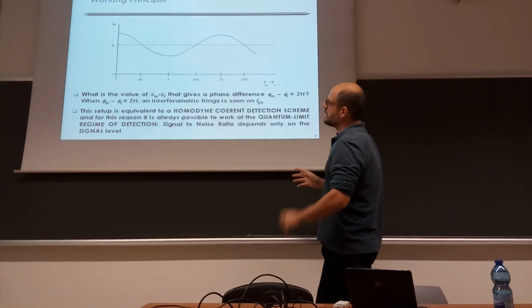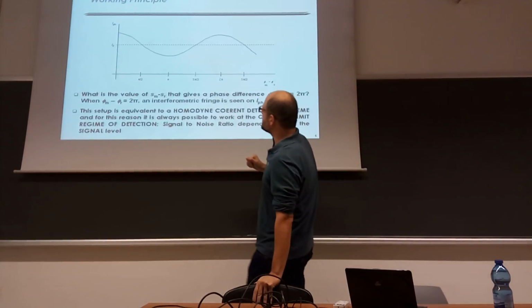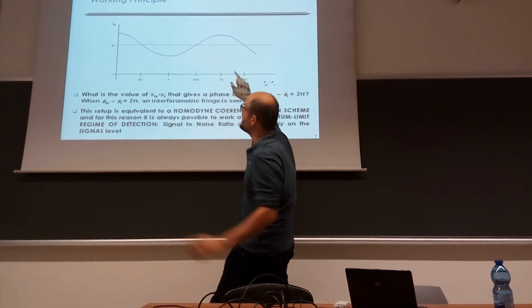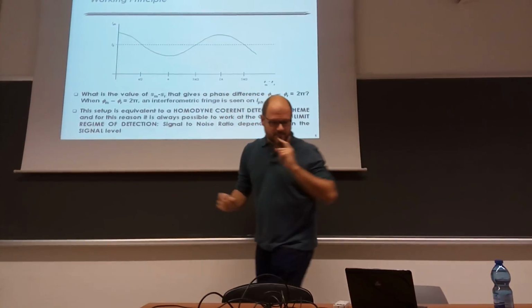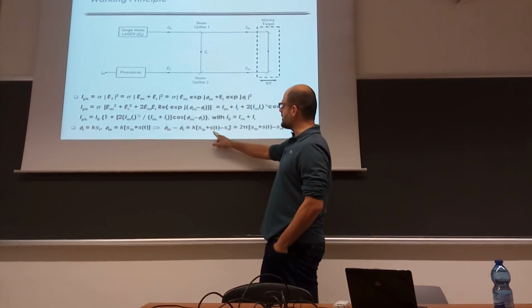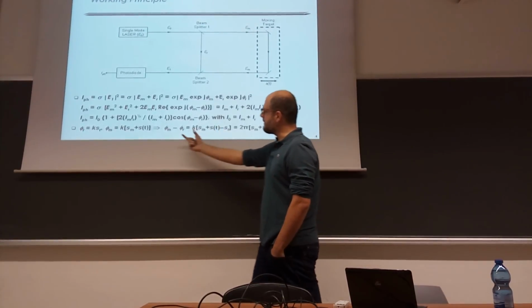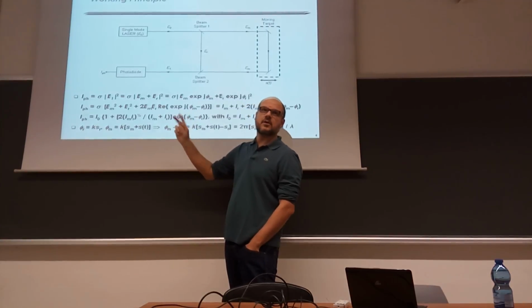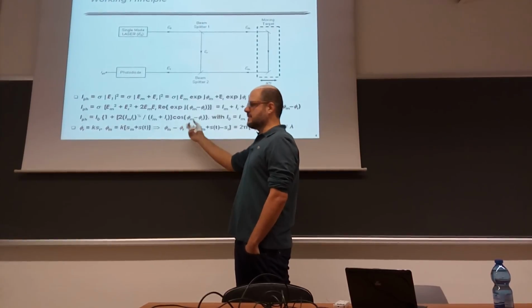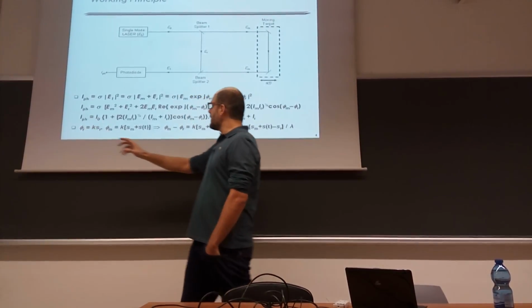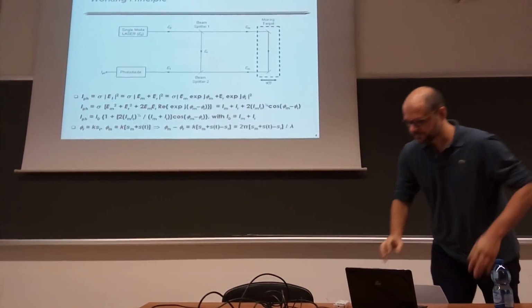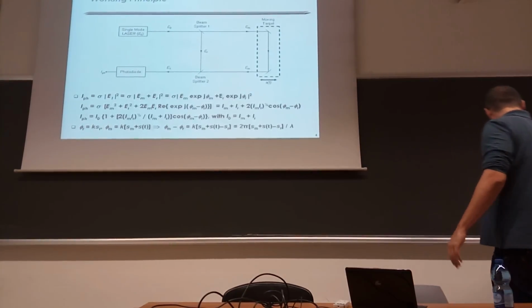Now let's talk about what value of displacement of the object gives you a phase difference of 2 pi. In other words, how much I have to move to have a phase difference of 2 pi between the phase related to the measuring path and the reference phase related to the reference path. This is the idea. And the answer is very easy.